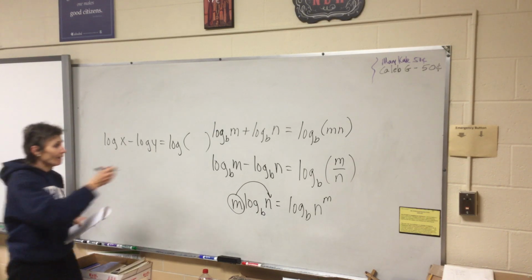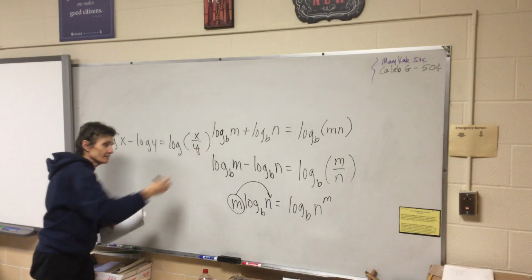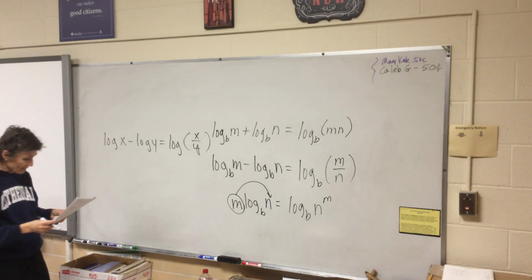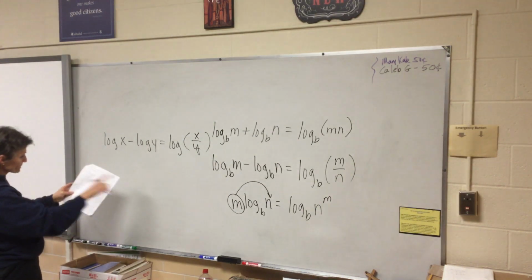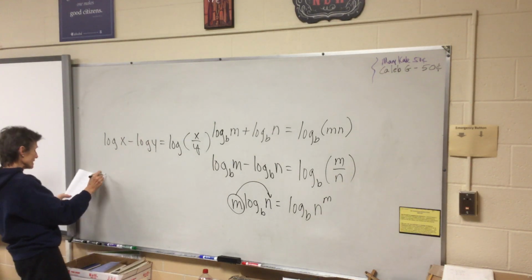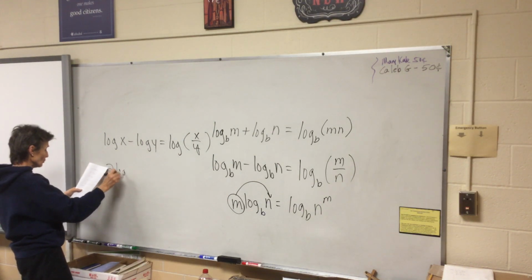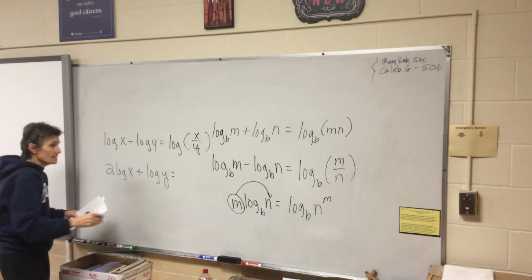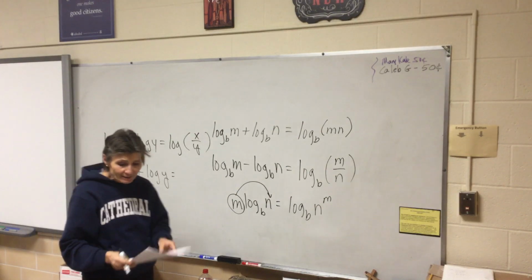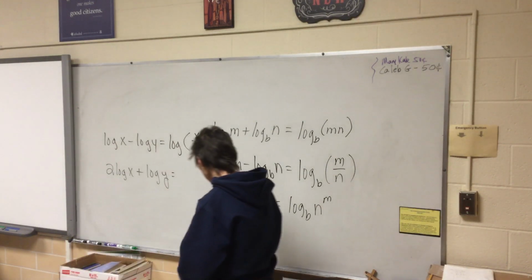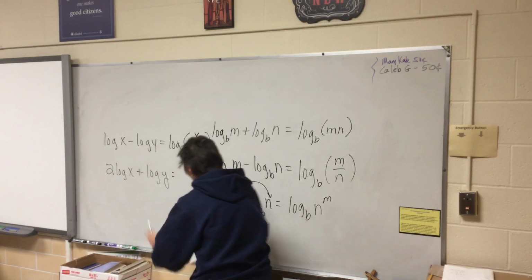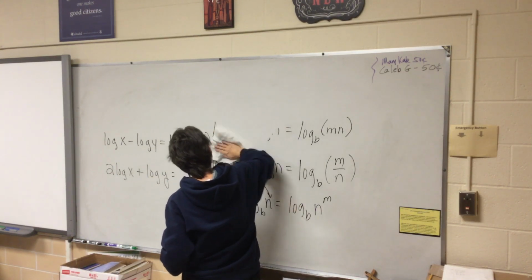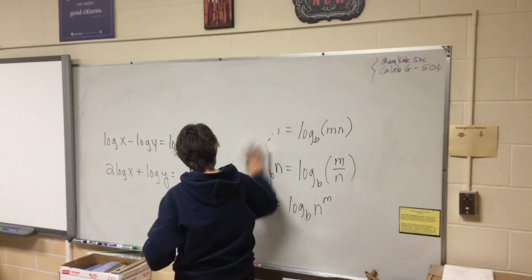X over y. Yeah. Isn't that easy? That's exactly what goes there. Good job. Now B, and they go sideways this time, B says 2 log x plus log y. You cannot combine these until you deal with that 2. That 2 has to be taken care of.